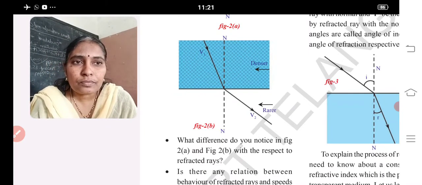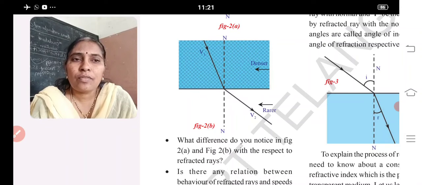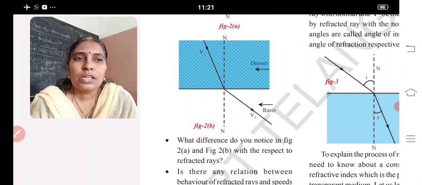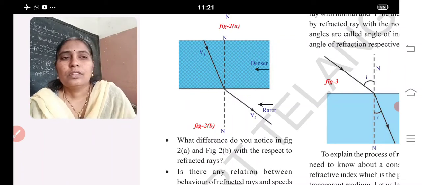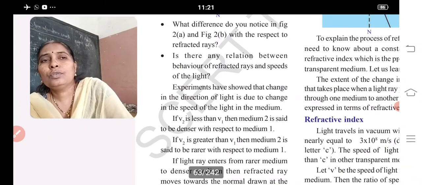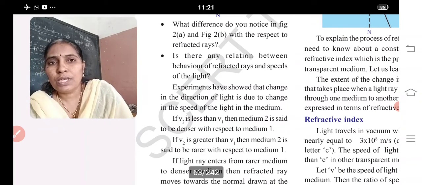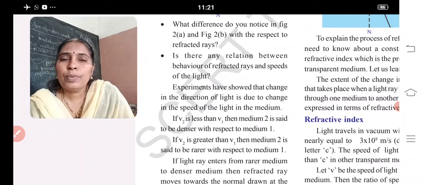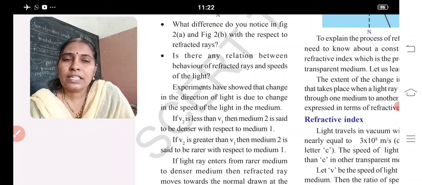Light is traveling from the denser medium to the rarer medium, it bends away from the normal. So here, bends towards the normal and bends away from the normal. Here we can see the difference between 2a and 2b. If a light ray travels from rarer medium to denser medium, it bends towards the normal, and from denser to rarer, it bends away from the normal.